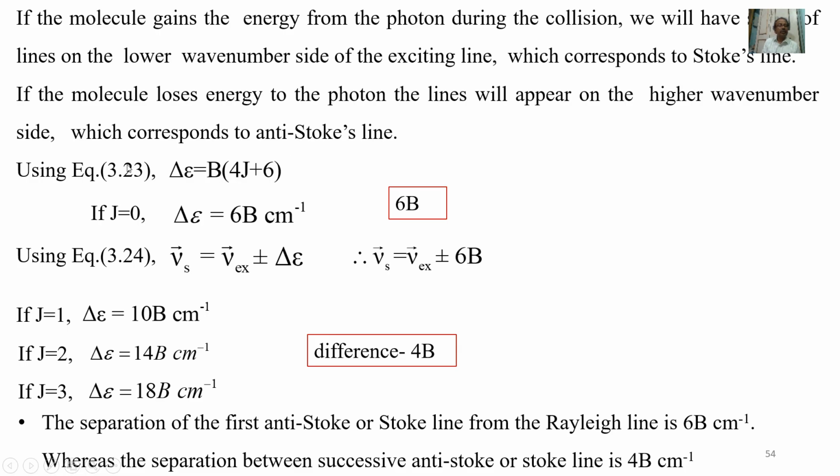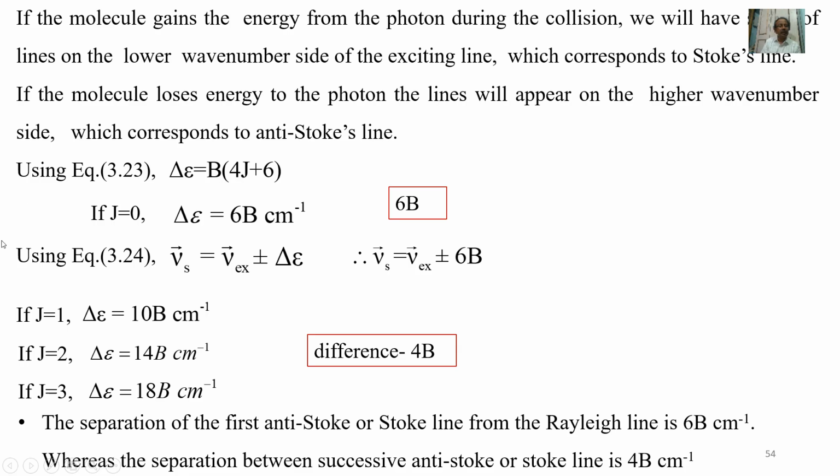Using equation 3.23, del epsilon equals B(4J plus 6). So substitute J equals 0 here. We will have del epsilon equal to 6B per centimeter. And 6B is the distance from the Rayleigh line, either side. We have the Stokes line on the left hand side, the Rayleigh line at the center, and on the right hand side we have the anti-Stokes line. The first distance from the Rayleigh line, that is, the separation of the first anti-Stokes and Stokes line from the Rayleigh line, is nothing but 6B.